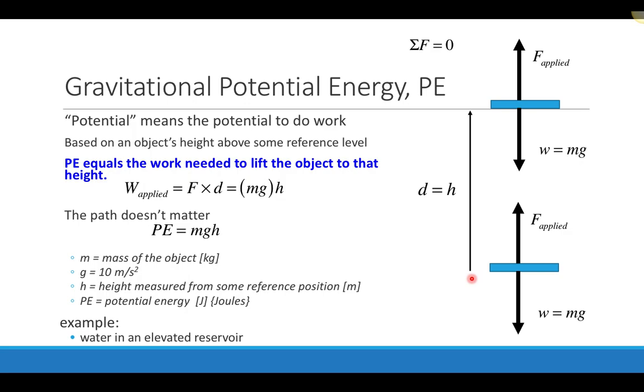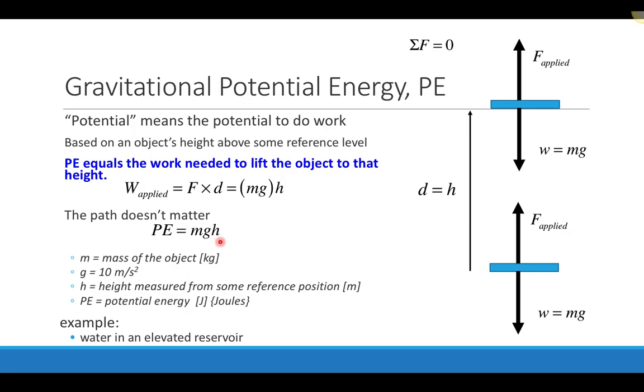And then the distance that the object moves, we're calling some height. So it started off at some reference, and I'm lifting it to some height above that starting point. So the distance is some distance h. The potential energy is equal to this particular amount of work that's required to lift the object to this height h. So we can define the potential energy as equal to this work, which is just equal to the mass of the object times gravity times the height.